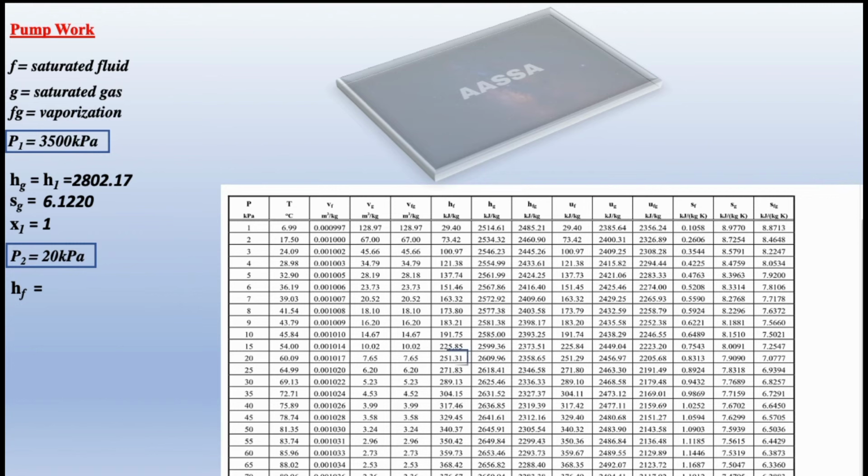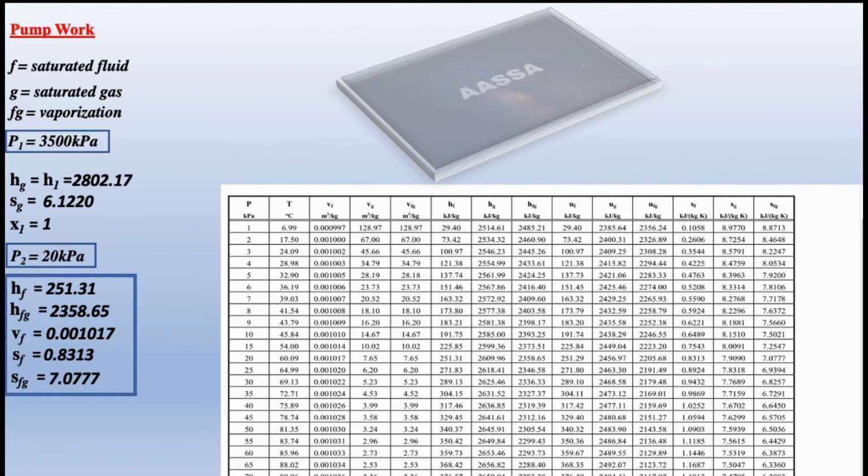Okay, so what is HF? HF is 251.31. We're going to write it down. Now we're going to go to HFG. We're going to need it, 2358.65. And we're going to go to VF. We're going to need the volume. Okay, we're going to use it, right? Okay, and what is the volume? Going to write it down right here. Going to get it on column number 3. Okay, and now we're going to go to SF, the entropy for the fluid, right? And we're going to also need SFG. I'm going to write it, which is 7.0777. Okay, so this is the information that we're going to need.